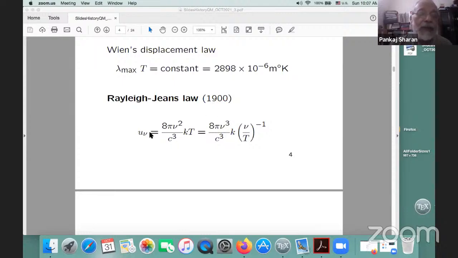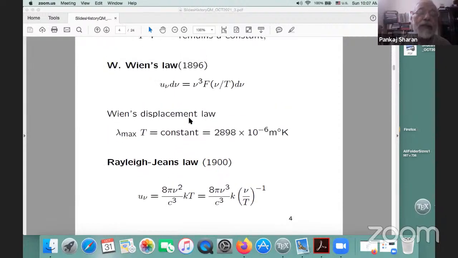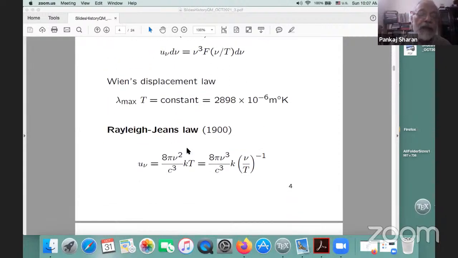But it is simply this, that this quantity F nu by T is actually 8 pi nu square by C cube into KT. And this formula comes from classical mechanics. Whenever there is an oscillator, and in fact, this is something important about this subject, since it does not matter what kind of matter is emitting radiation, you can always assume that matter to be composed of a large number of oscillators of all possible frequencies, and then heat it up.